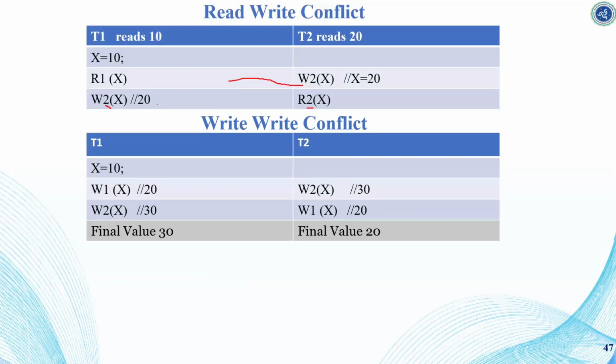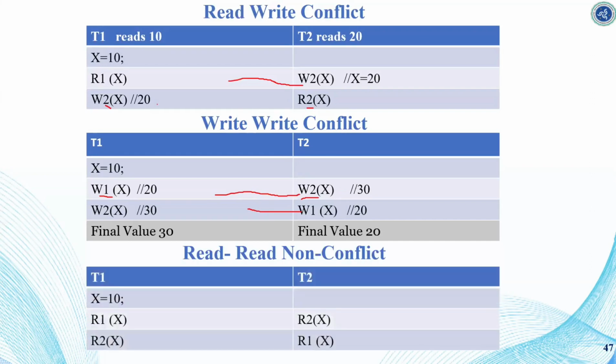So here write-write conflict, both should be in different transactions and both should access the same data item. So here this is W1 of X and W2 of X. So there exists a write-write conflict. What about this case? Here also this is W2 of X and this is W1 of X. Different transactions, same data item, and at least one is a write operation. So here this is also a write conflict.